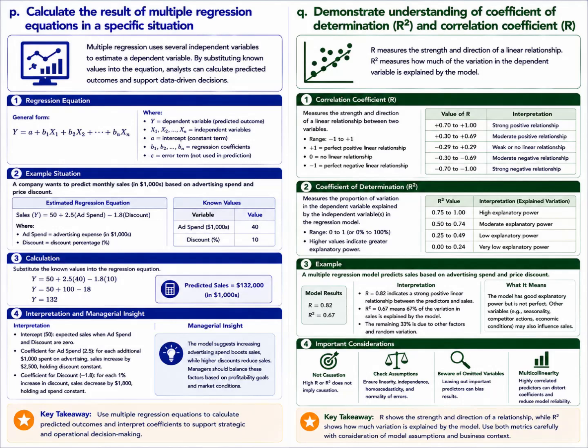The coefficient of determination, R², measures explanatory power. It represents the proportion of variation in the dependent variable explained by the independent variables in the regression model. Interpretation requires caution. A high R² does not guarantee causation or predictive accuracy. Analysts must consider model assumptions, omitted variables, and potential multicollinearity when evaluating model strength.